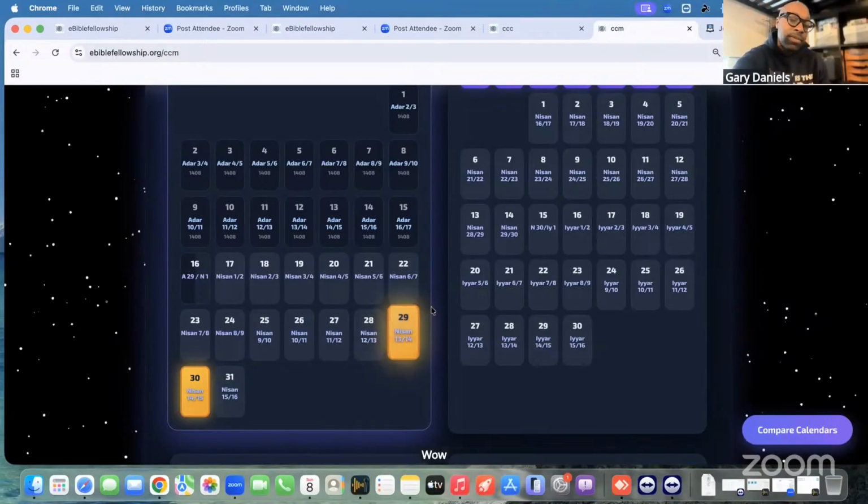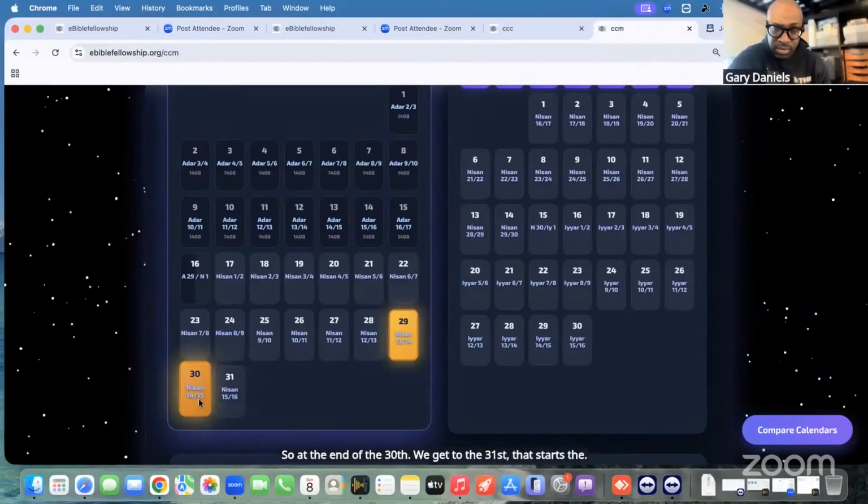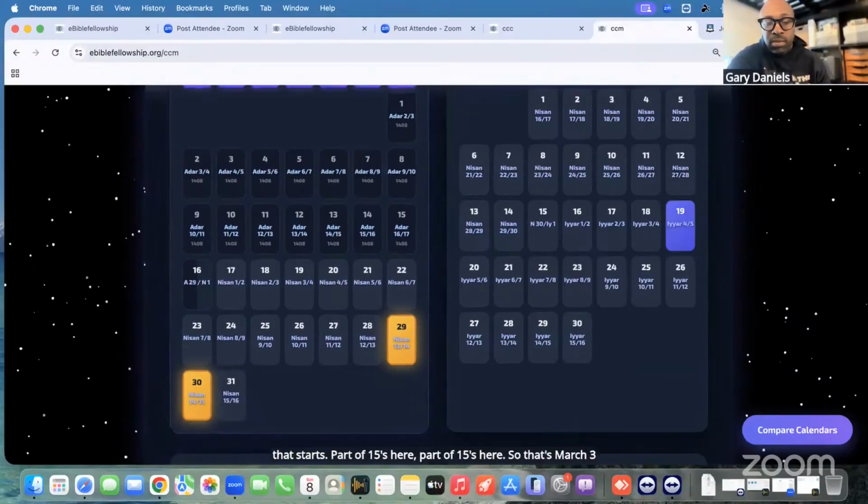Wow. So then Passover ends after the 29th and the 30th. So at the end of the 30th, we get to the 31st. That starts part of 15's here, part of 15's here. So that's March 31st. Well, look what it says here.